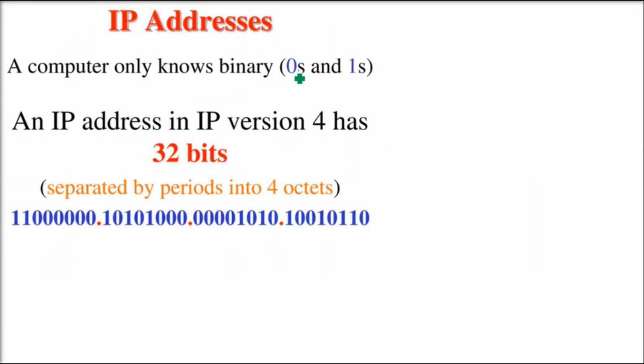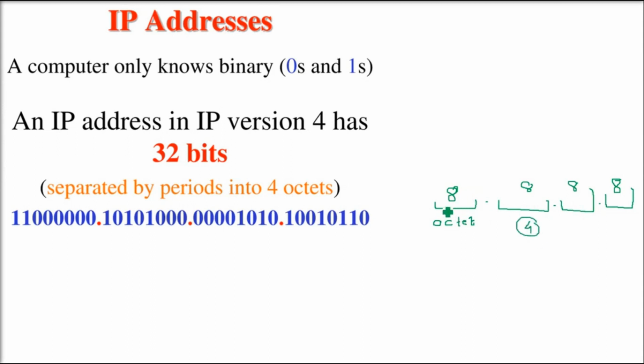A computer or any digital device knows only 0 and 1. Only 0 and 1, any digital device. They don't understand anything else. So an IP address in IP version 4 has 32 bits. This 32 bits, we don't just write in a stream. We write 8 bits, followed by 8 bits, followed by another 8 bits, followed by 8 bits. 8 bits is a byte, so 4 bytes actually. And in between we have a period, a dot. This 8 is oct, so let us call it an octet.